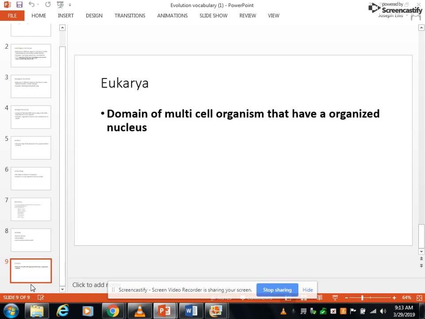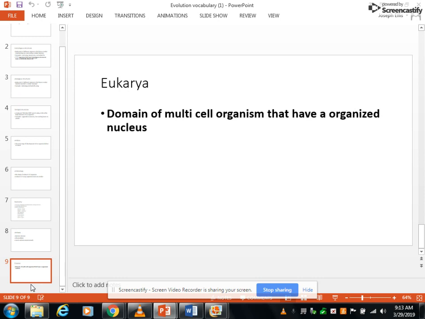This is the domain of multicellular organisms that have an organized nucleus. Now, what that means is our cells in our body, and you probably talked about this in 7th grade, our cells actually have a cell membrane or a nuclear membrane around the DNA. Our DNA is in the nucleus of our cells, and it's surrounded by a membrane. However, bacteria don't have a nuclear membrane. Their DNA is just floating all over the cell, okay? So they don't have it in one centralized location like we do.